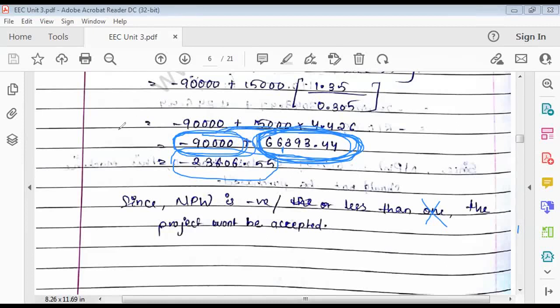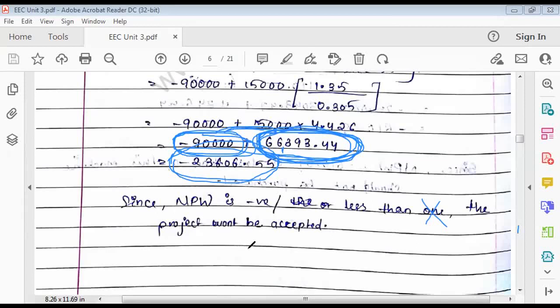That is why you got your NPW in negative, -23,606.55, and that is why you should be rejecting your project. Why did you reject the project? Because your NPW becomes negative. What is the implication of NPW becoming negative? NPW becomes negative only when the present worth of your return becomes less than the present worth of your investment. That is why you should be rejecting this project.